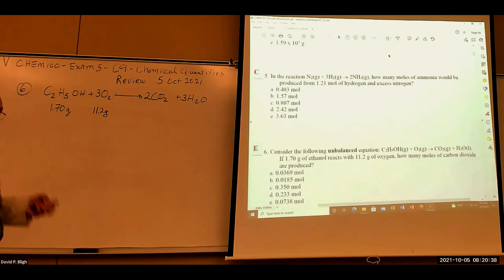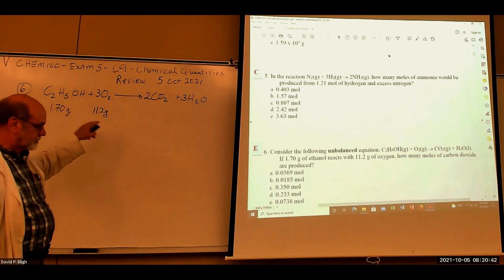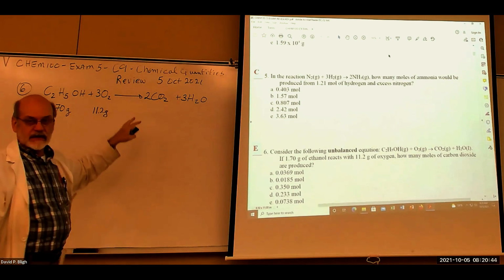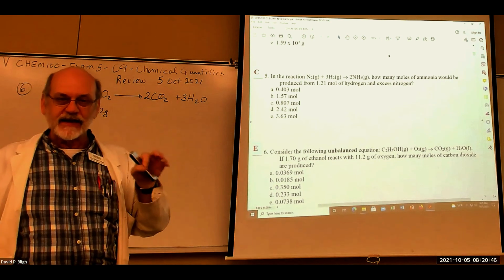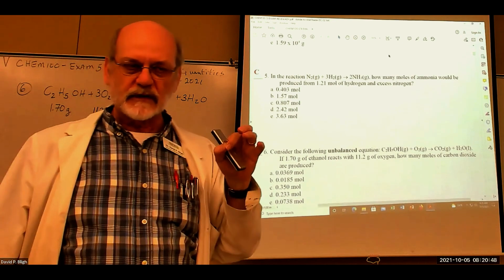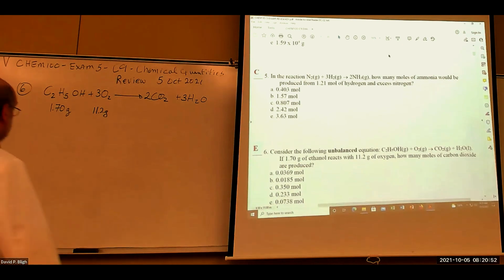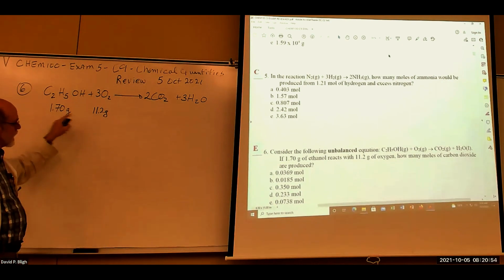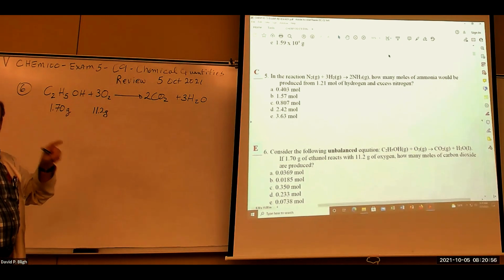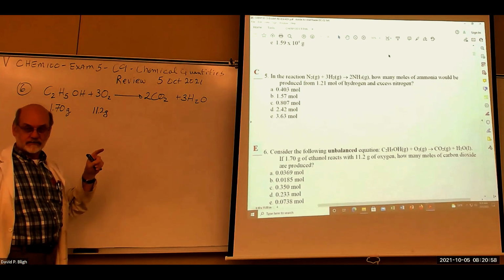All right. So remember, you can't go anywhere in a balanced equation unless you have moles. Right? We've got grams. We need to make moles. So how do you make moles out of grams? The molar mass of the compound or the element.